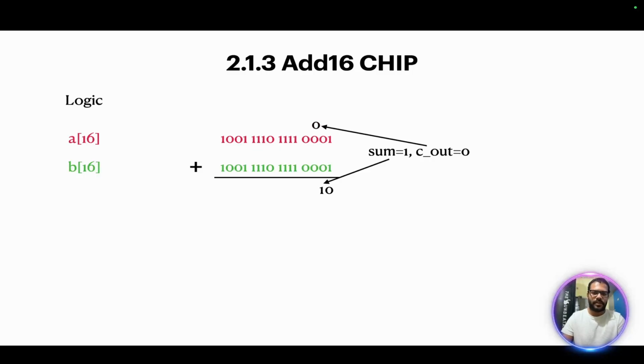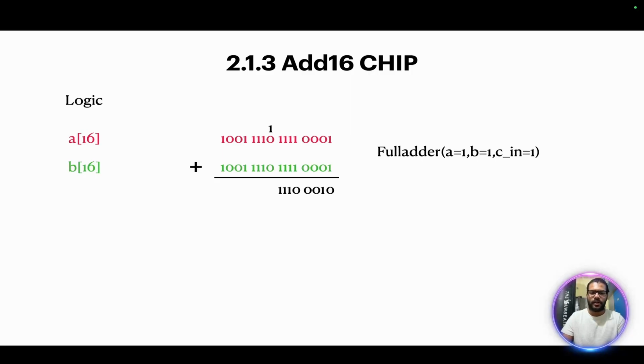The next set of bits, all three values are 0. So full adder A 0, B 0, carry in 0, so you have 0 and 0. The next set you have 1, 1, 1, which gives you sum is 1, carry is 1, and so on and so forth.